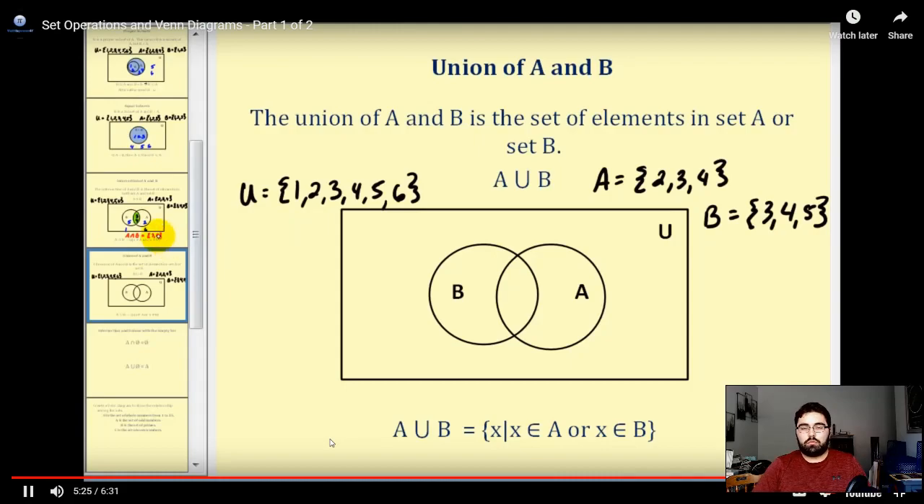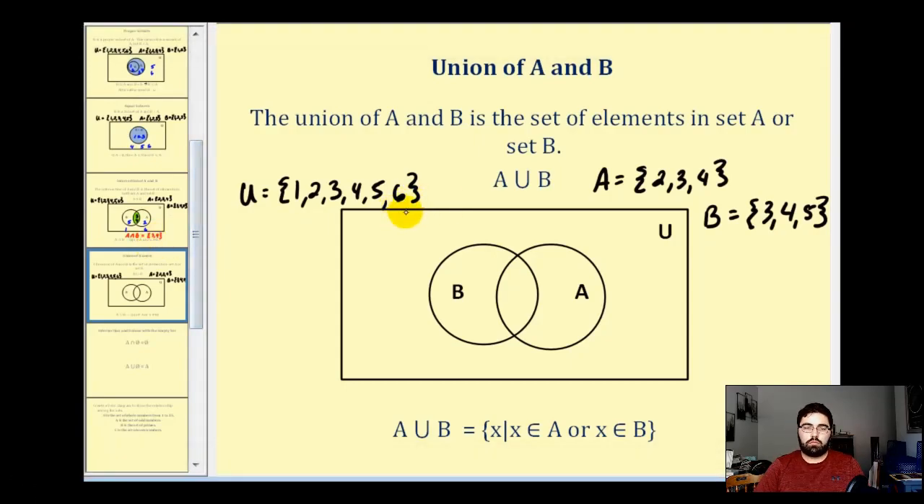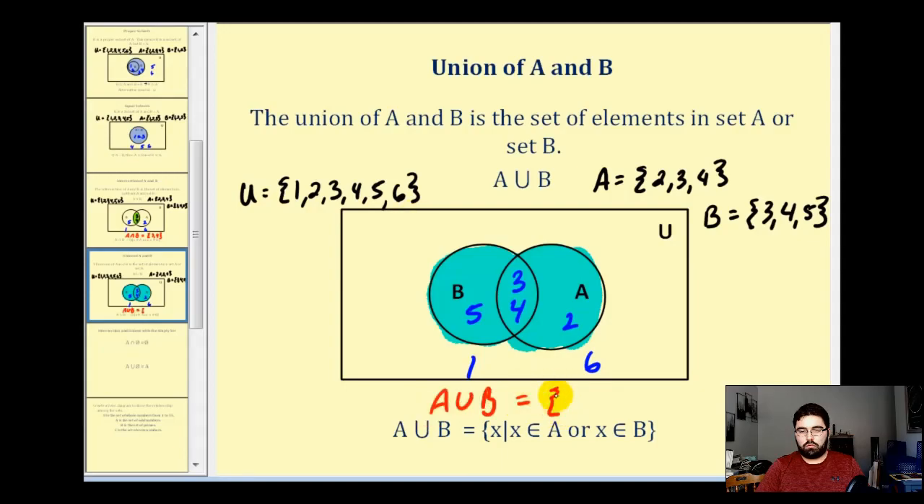Using the same sets as we did for the intersection example, it would look the same, except now the union would be all the elements that are in A or B. So we'd be talking about this entire region here, because an element only has to be in one of them in order to be in the union. So A union B in this case would be all the elements in the universal set except 1 and 6. So we'd have 2, 3, 4, and 5.